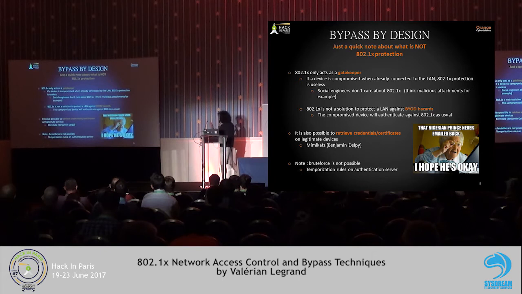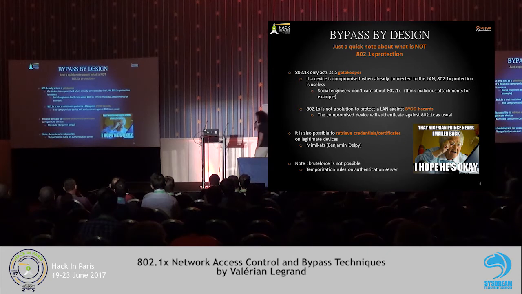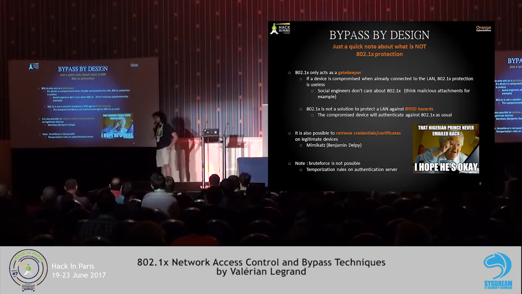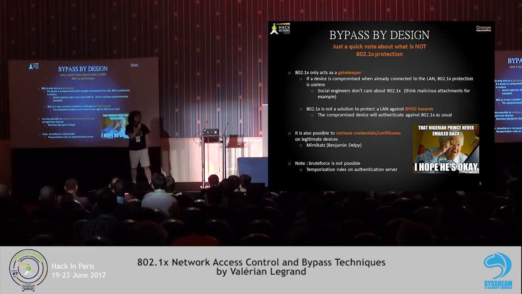And again, when your company allows bring your own device policies, 802.1x is not there to protect your devices. If one is infected at home, well, you can bring it inside the corporate network. It will authenticate against .1x protection, and the attacker will have a great pivot point to attack the rest of your network and your domain controller, for example.